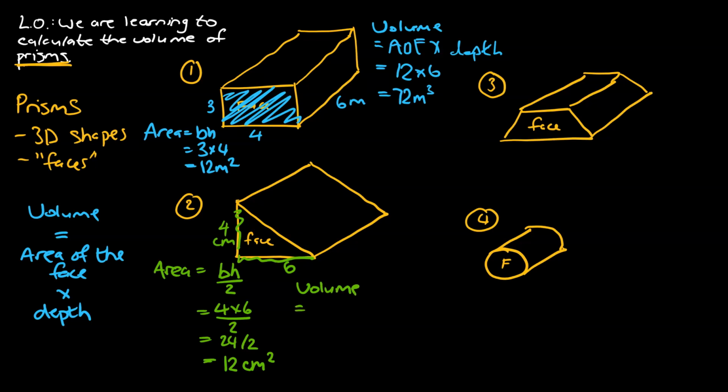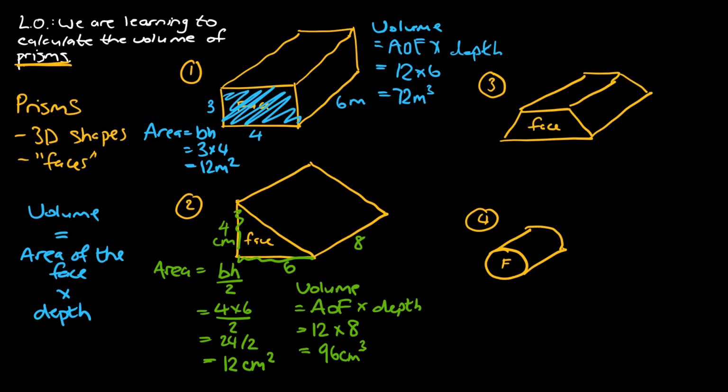So the volume is equal to the area of the face times the depth. And this time around, let's say our depth is maybe 8 centimeters. So the area of the face is 12. That's going to be times by 8. And let's get our calculator to figure out what that is. So 12 times 8, that's 96. So that means our volume is 96 centimeters cubed.